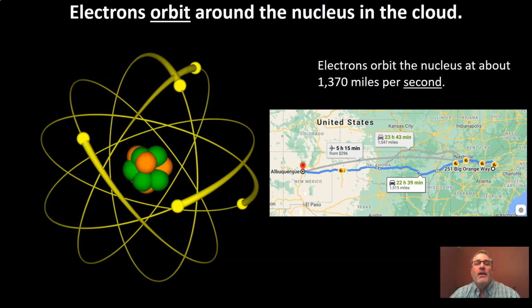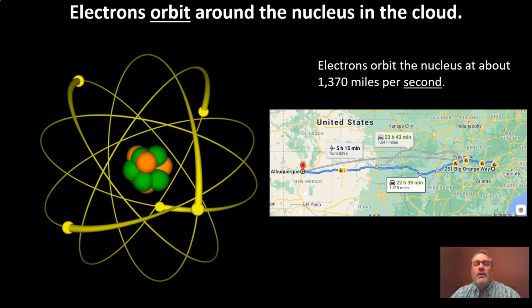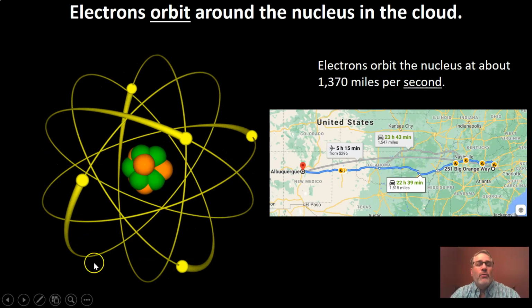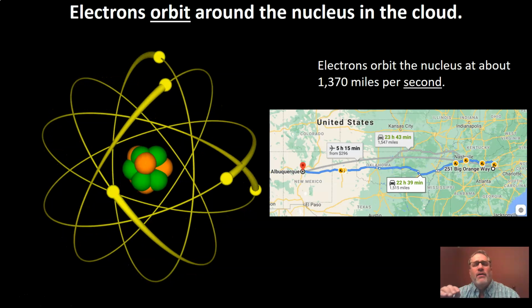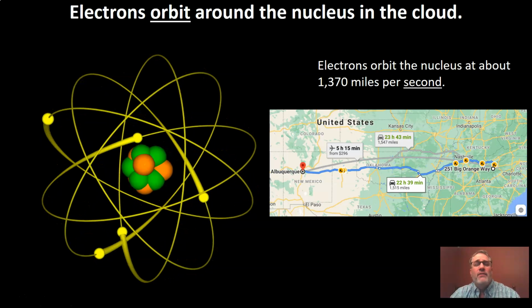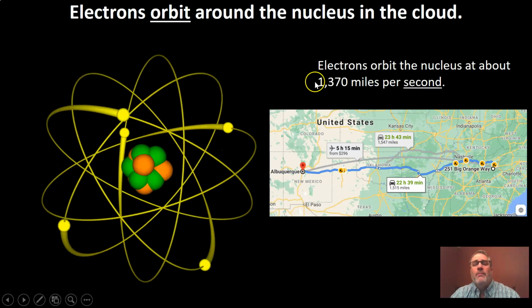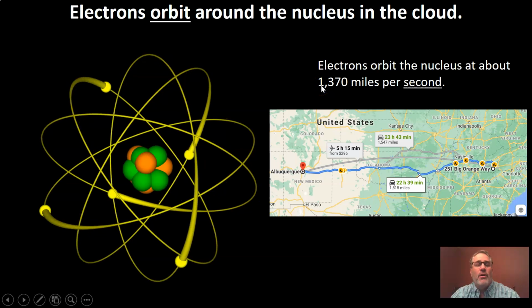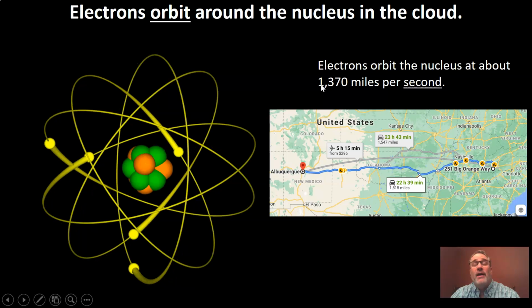All right. So when we say that electrons orbit around the nucleus, I want to give you some sort of idea of what we're looking at. We're looking at these really tiny particles that are orbiting very, very far away, but they're also traveling very, very fast. So electrons orbit the nucleus at about 1,300 miles per hour. Now, excuse me, 1,300 miles per second.